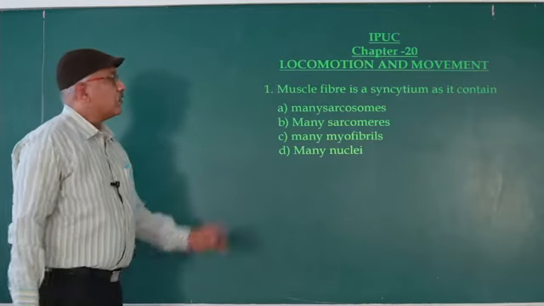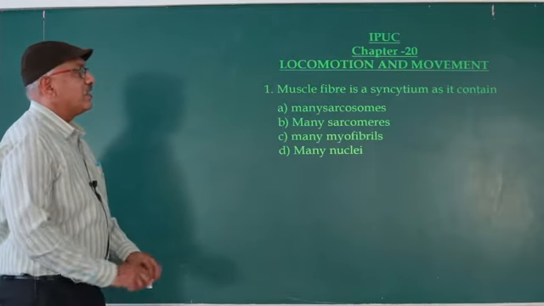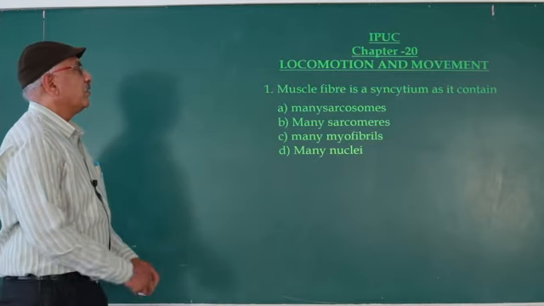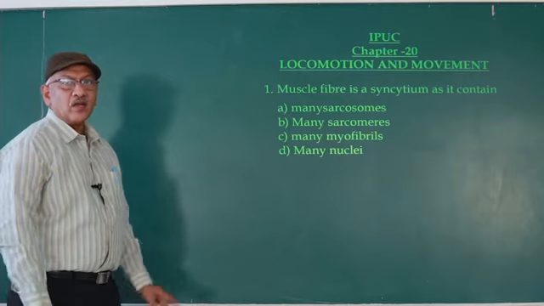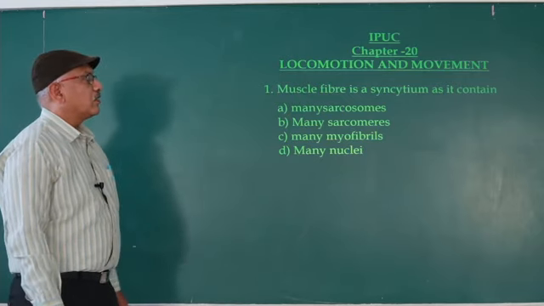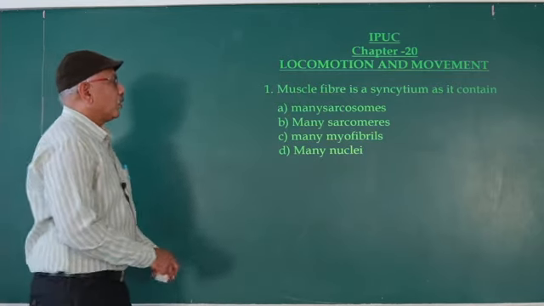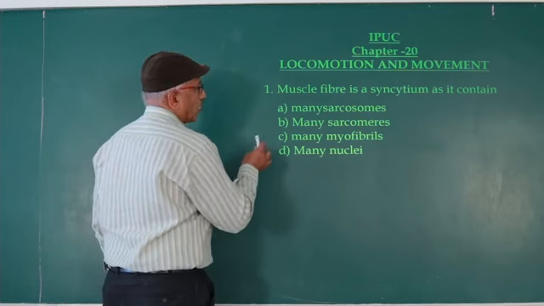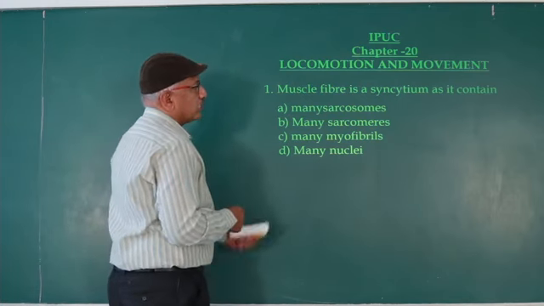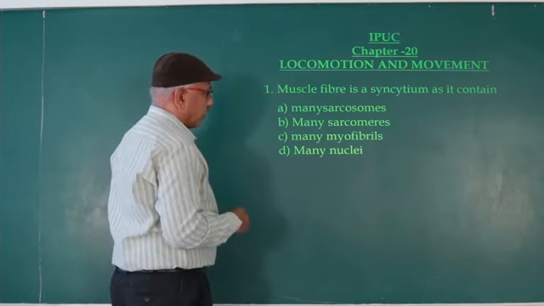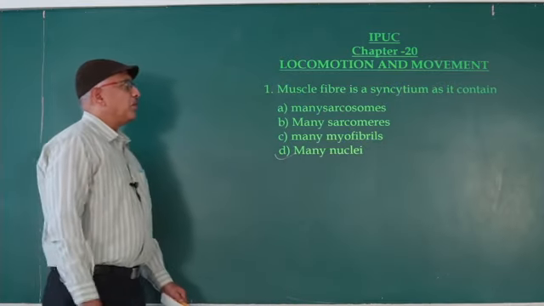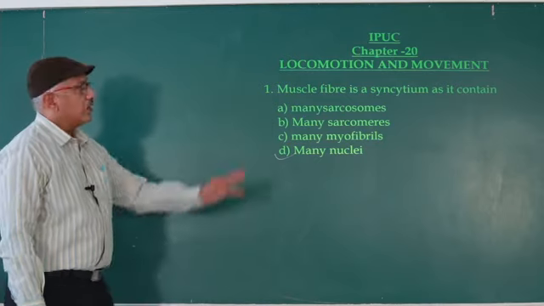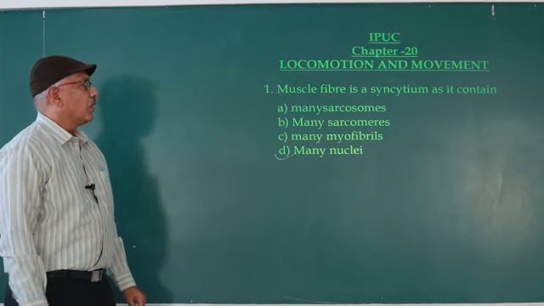So first question is, muscle fiber is a syncytium as it contains? What is syncytium? If a cell contains more than one nucleus, it is known as syncytium. So, many sarcomeres, many myofibril, many nuclei. Answer is many nuclei. Multinucleate state is known as syncytium.